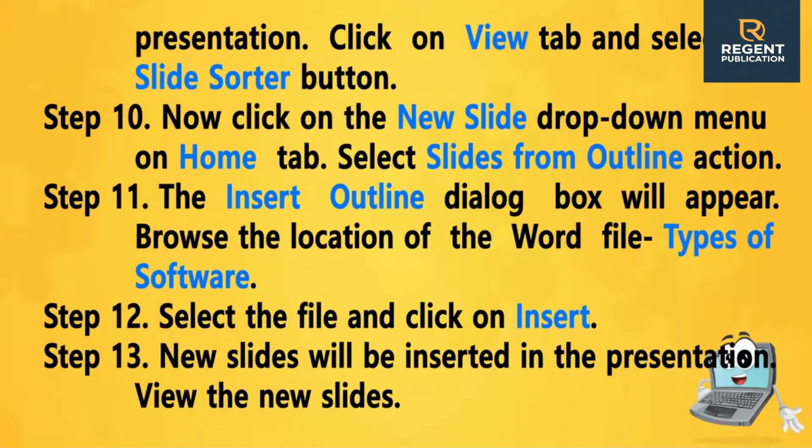Step 11. The Insert Outline dialog box will appear. Browse the location of the Word file, Types of Software. Step 12. Select the file and click on Insert. Step 13. New slides will be inserted in the presentation. View the new slides.